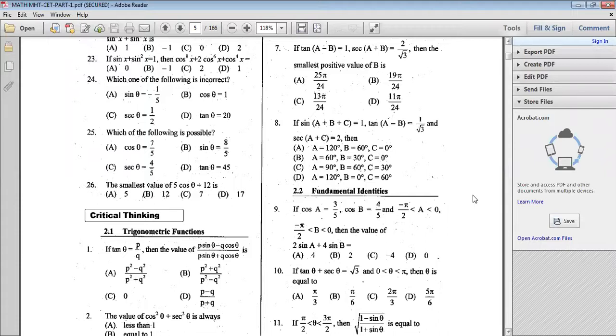Observe this problem. Eighth problem, they have given that sine of a plus b plus c is equal to 1, and tan of a minus b is equal to 1 by root 3, and secant of a plus c is equal to 2. Then what are the angles A, B, C?